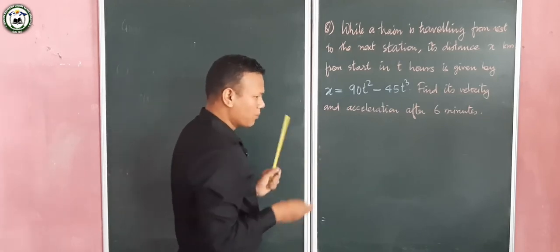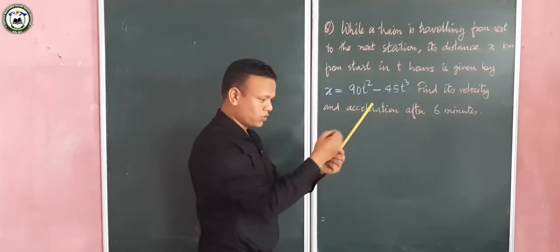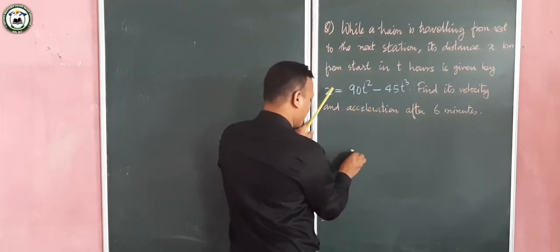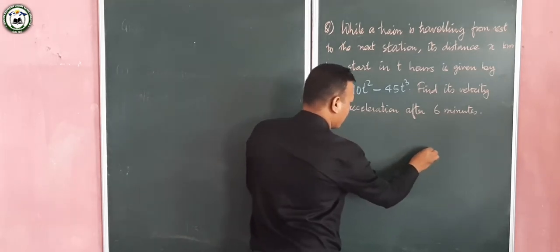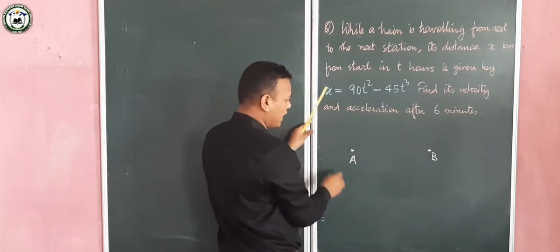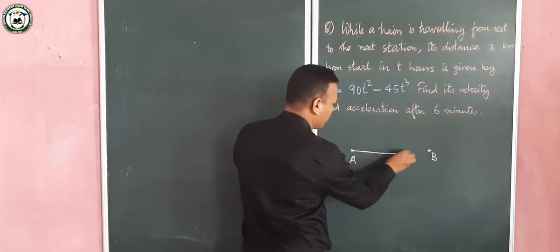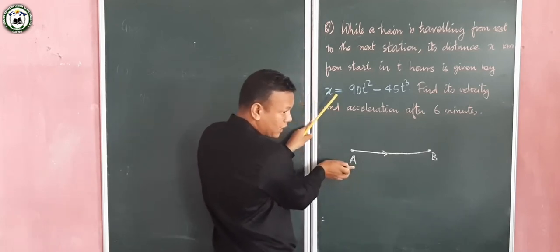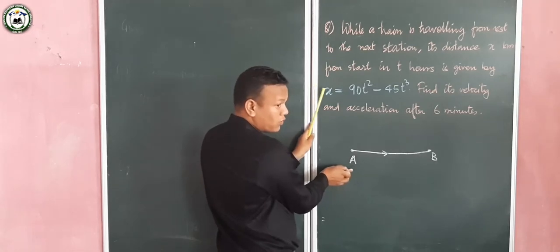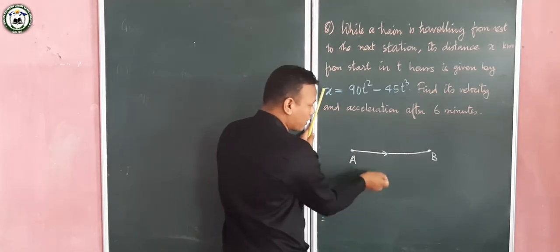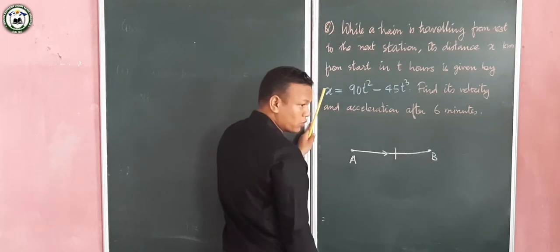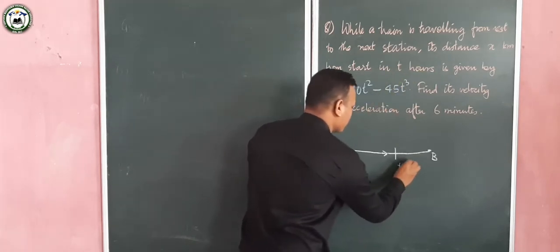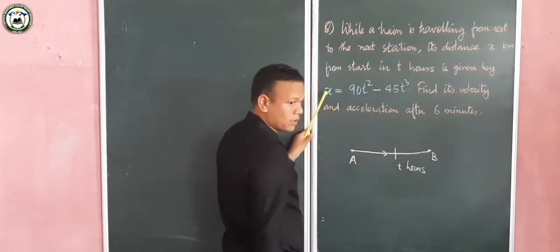Suppose there are two stations, and a train is traveling from one station to another. Say one station is A and the other station is B, and the train goes from A to B. The train starts from rest, so the initial velocity is 0. Starting from here and reaching this point, the time taken is t hours.